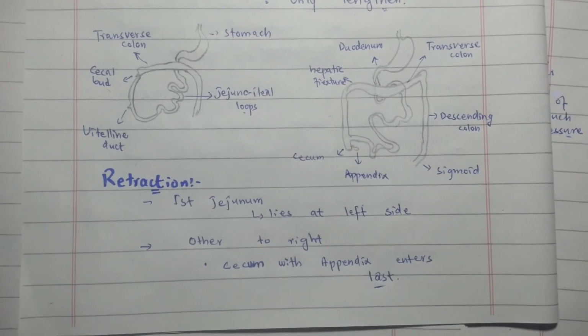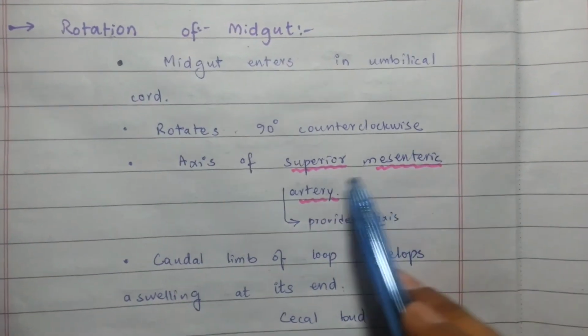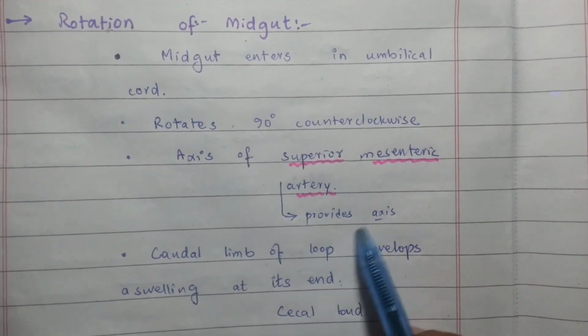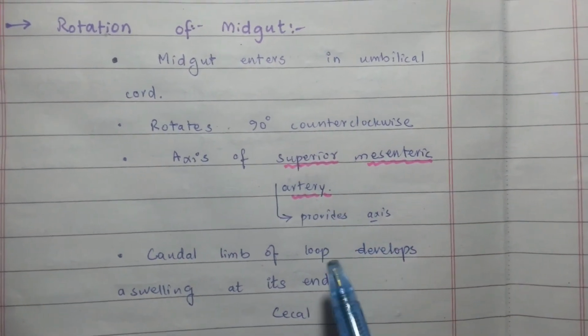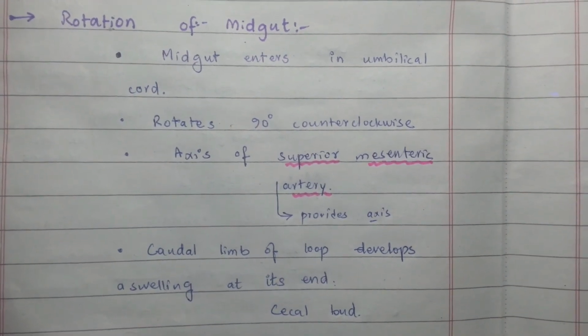The arterial supply of the midgut is the superior mesenteric artery, which provides the axis for the rotation of the intestinal loops. So this is the end of the midgut development.